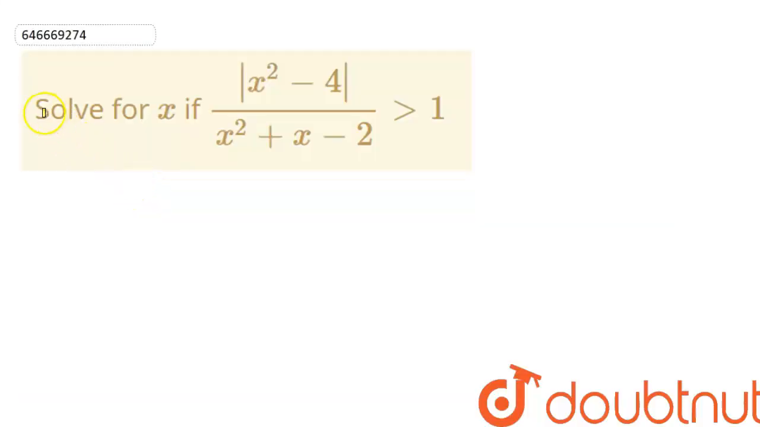Hello everyone. So today we are going to solve one question on inequalities. Here we are given one question in which we need to solve for the value of x. We are given that the modulus of x square minus 4, whole divided by x square plus x minus 2, is greater than 1. We need to find the range in which x belongs. So we are going to consider the left hand side first.